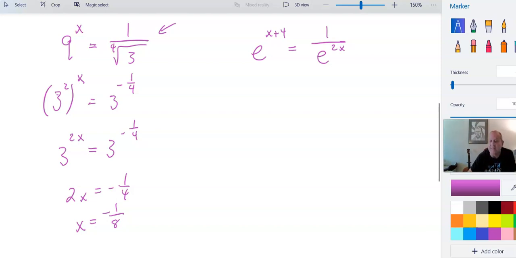So it's setting the bases equal to each other. Once you have the bases the same, once you find like bases, you set the exponents equal and solve whatever equation falls out of it. Okay, so that's this one.